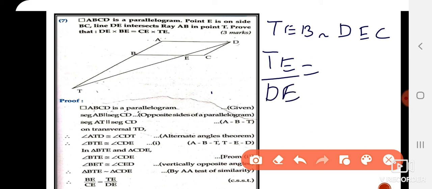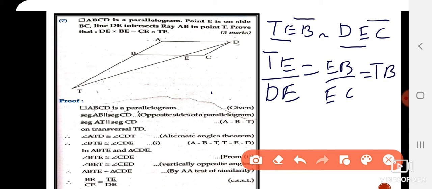is equal to, actually you write the first two letters, then if you are writing the middle and the third, it will be EB upon EC, is equal to the first and the last letter, that is TB upon DC. So whenever you are writing, always write the three proportional sides.